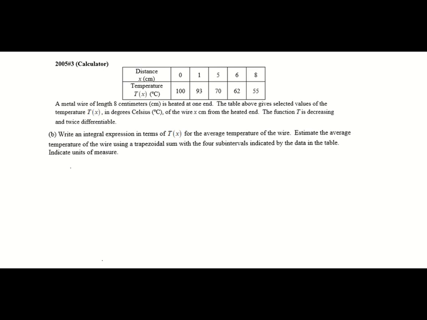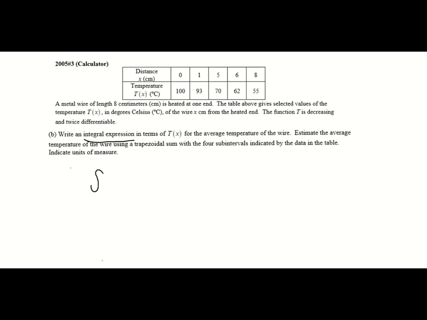Okay, part B says write an integral expression in terms of T of x for the average temperature of the wire. Estimate the average temperature of the wire using the trapezoidal sum with 4 subintervals indicated by the data in the table, and indicate units of measure. Okay, so the first thing we need to do is this integral expression. That means write an integral in terms of T of x for the average temperature of the wire.